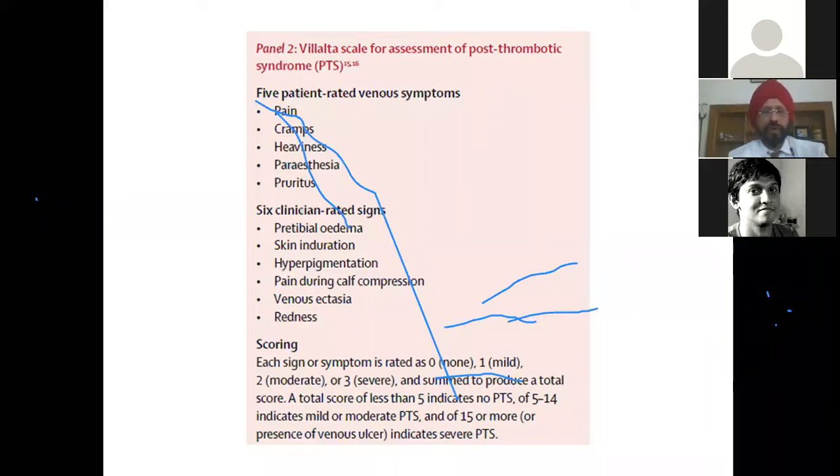It has 5 patient-related symptoms and 6 clinician-related signs, and we scored them accordingly. And that's a pretty good way of scoring it.